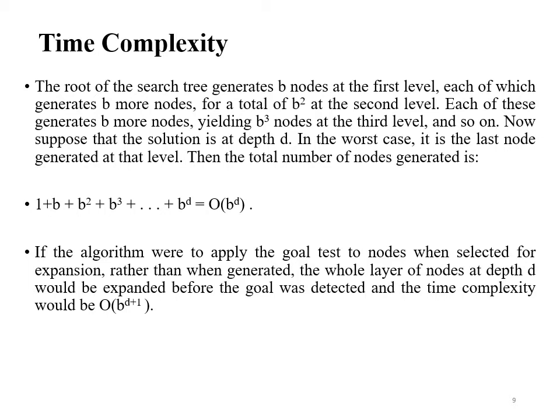Now suppose that the solution is at depth d. In the worst case, it is the last node generated at that level. Then the total number of nodes generated is 1 at level 0, b at level 1, b squared at level 2, b cubed at level 3, and so on, and we will get order of b to the power d.